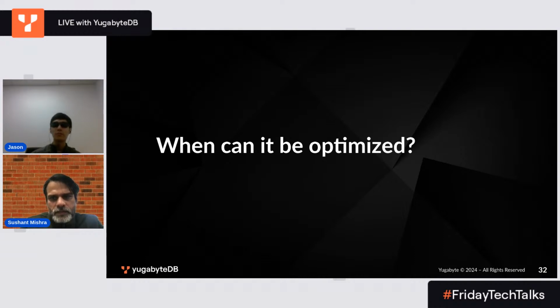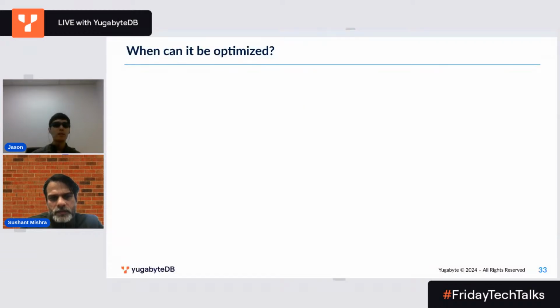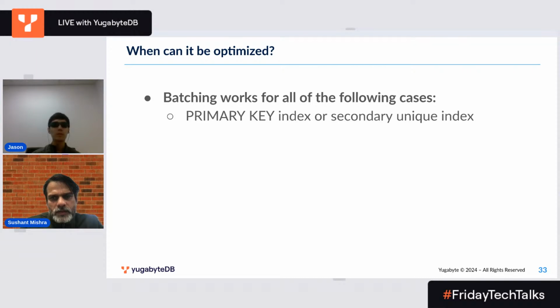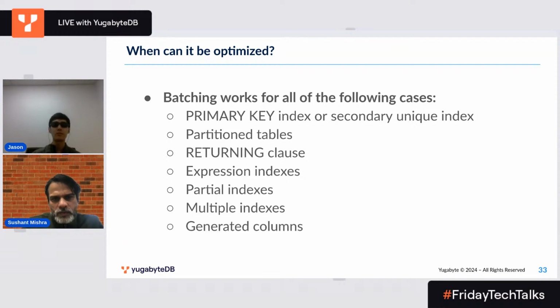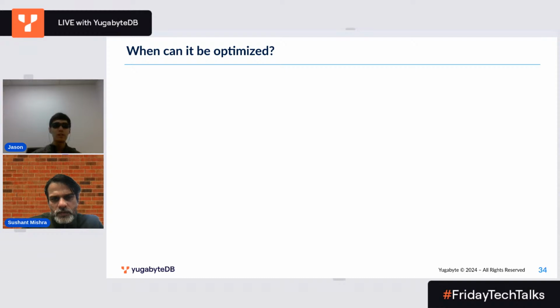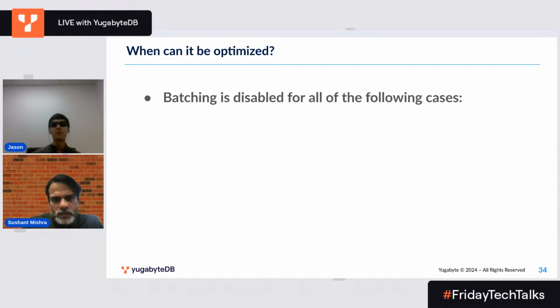So when can it be optimized? Just going over when it works: primary key or secondary unique index, both are fine. Partition tables, we got them to work there. Returning clause, expression indexes, partial indexes, multiple indexes, they're all fine. And also generated columns. I guess the thing that we want to know more about is when it is not working, which is foreign relations, collations.